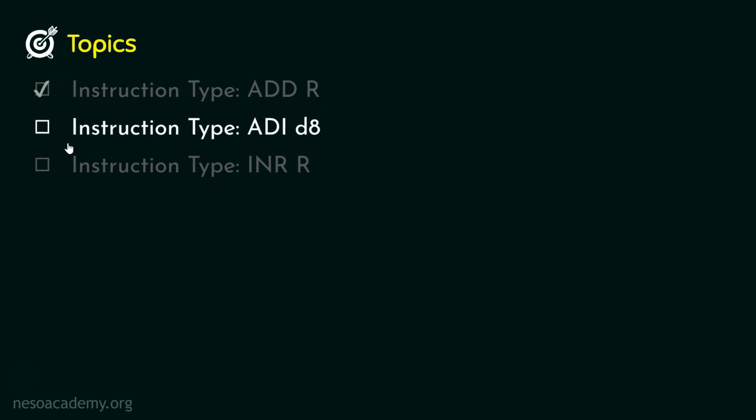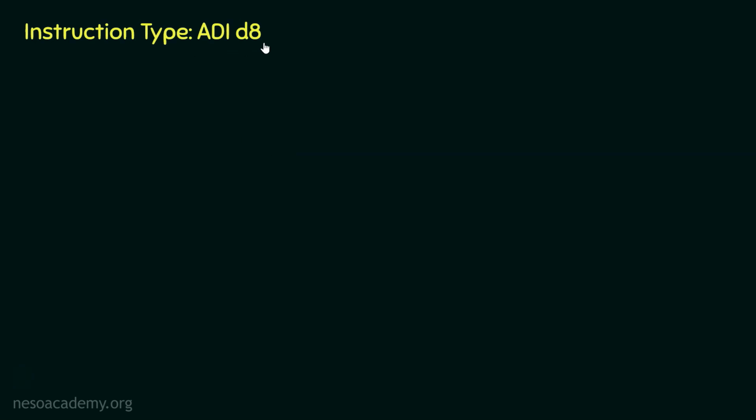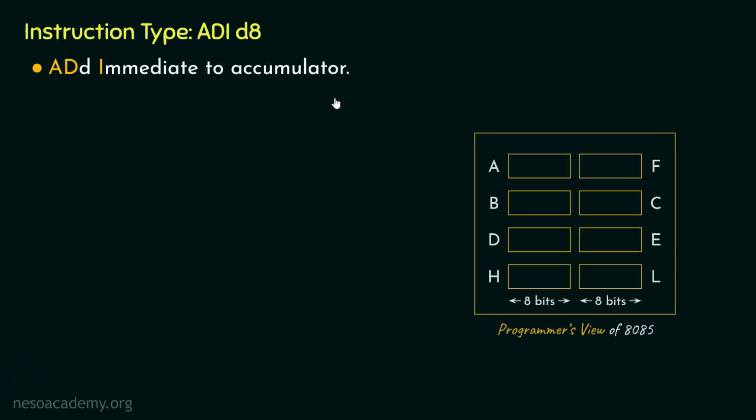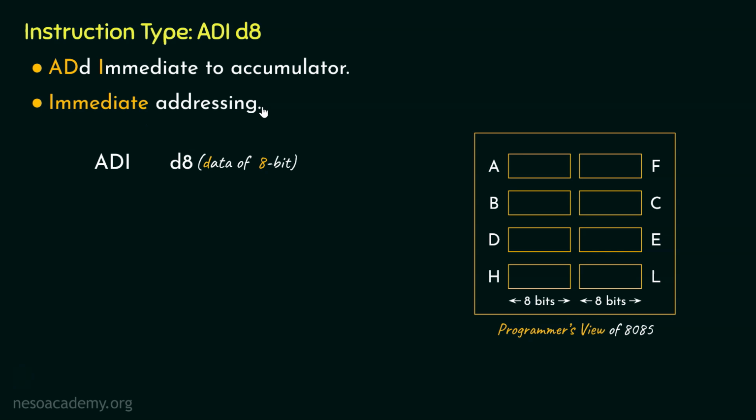Let's now learn about the next instruction type ADI D8. Now coming to the instruction ADI D8, if you notice, the mnemonic ADI here stands for add immediate to accumulator. So clearly, one operand will stay inside the accumulator register and the other operand we will send via the instruction itself. This D8 specifies the data of 8 bits which we are sending in immediate addressing mode.